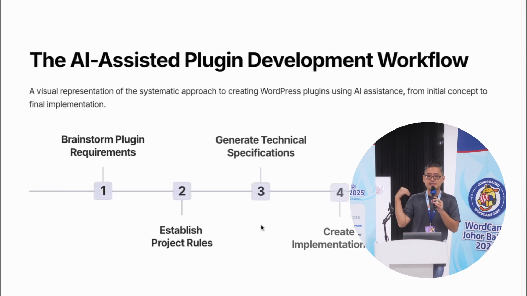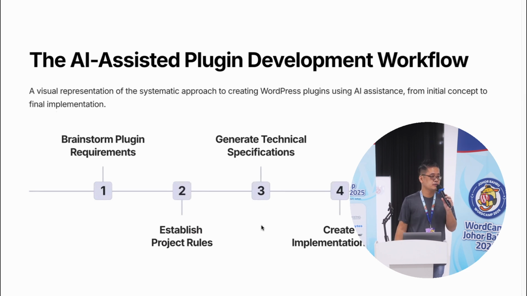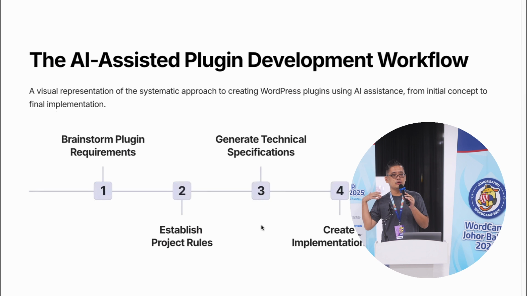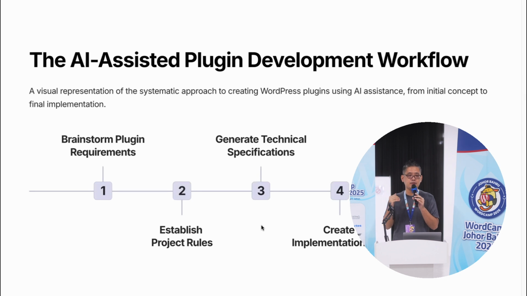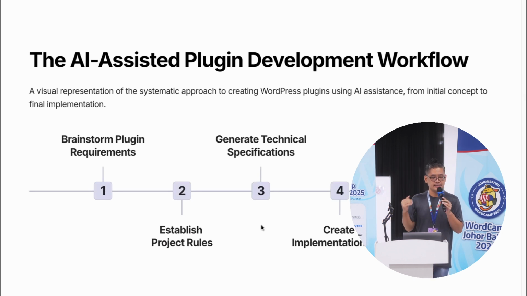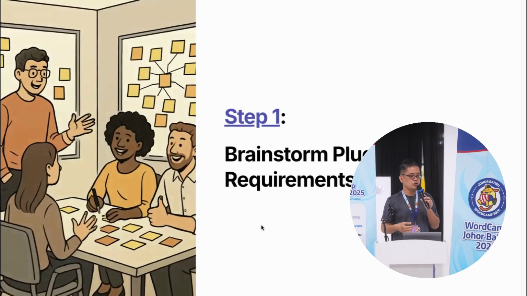So this is the AI-assisted plugin development workflow. The way it works is that first we brainstorm the requirements, and then we establish the project rules. After that, we generate technical specifications using user stories. Then we create a step-by-step implementation plan for building the plugin. And lastly, only then do we execute the plan one step at a time. This workflow basically mirrors the traditional software development cycle, and the only difference is that AI handles all the heavy lifting for us. So let's dive into each of the steps.